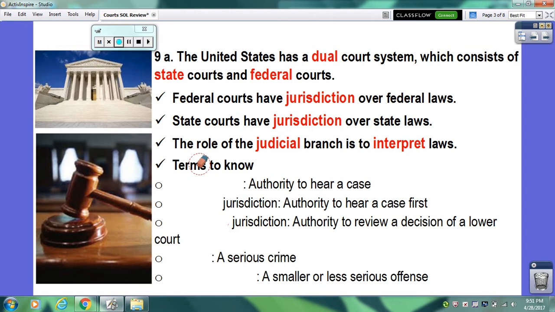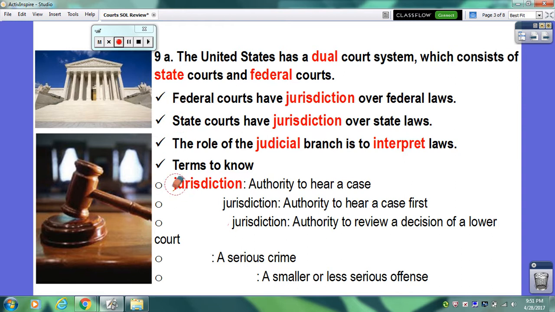So important terms to know going forward in reviewing the courts and in our SOL review today. We're going to be looking at the first word, which is jurisdiction. So this is the authority to hear a case. When we talk about jurisdiction, we're really saying, okay, if you commit a certain crime, where are you going to go in the United States courts? Are you going to land in the state court, or are you going to land in federal court?